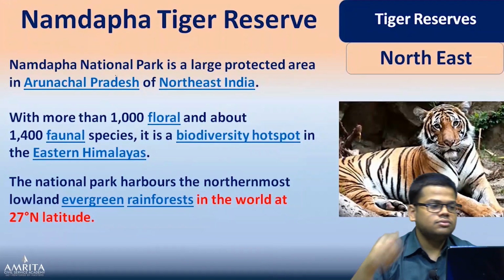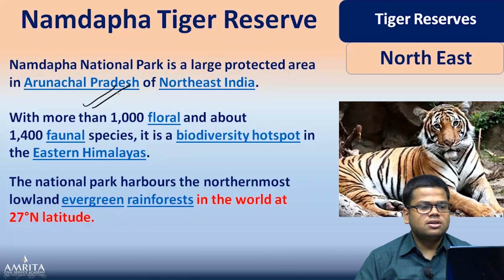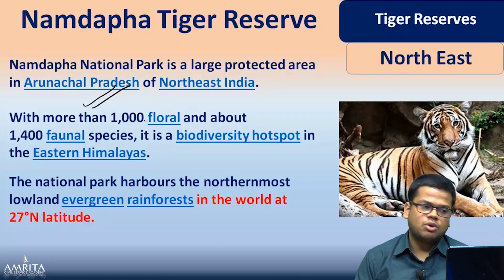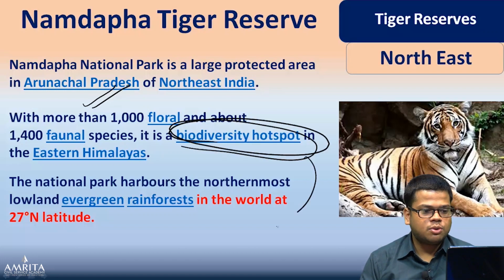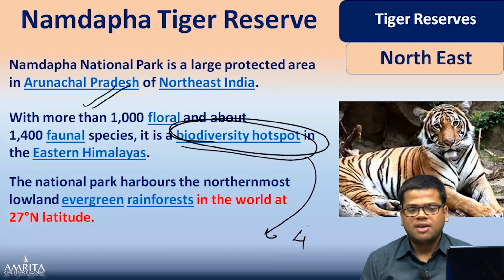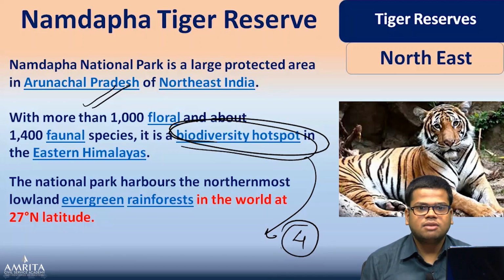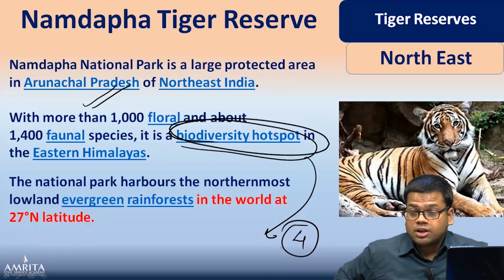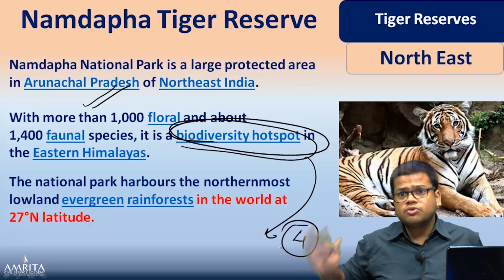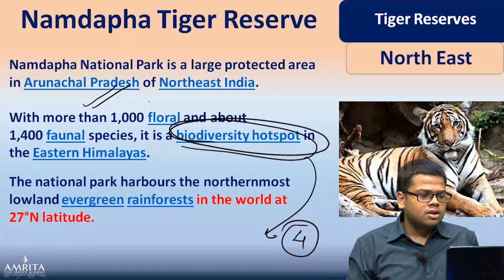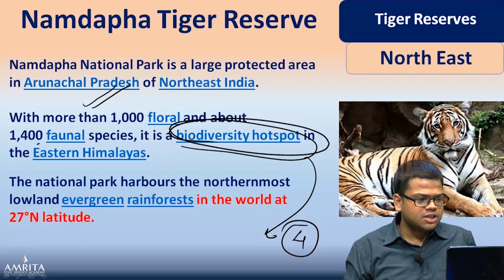Again, we see Namdapha is a large protected area in Arunachal Pradesh. It is a biodiversity hotspot. So how many biodiversity hotspots do we have? We have four hotspots. We'll cover that in the biosphere reserves. What are the criteria of a biodiversity hotspot? It is very important from the prelims perspective and also from the mains perspective.